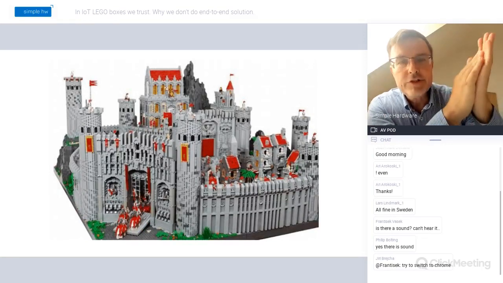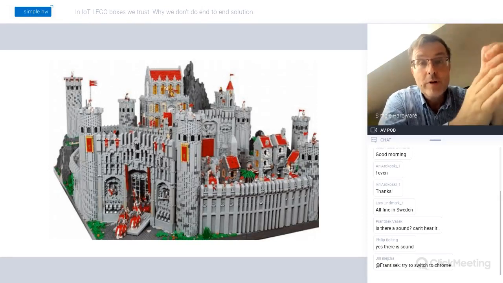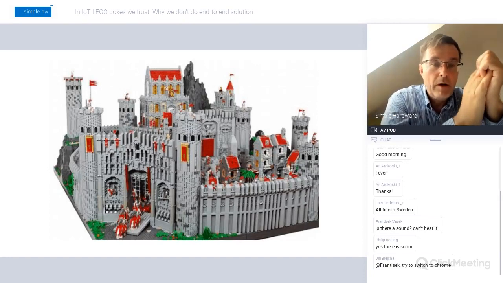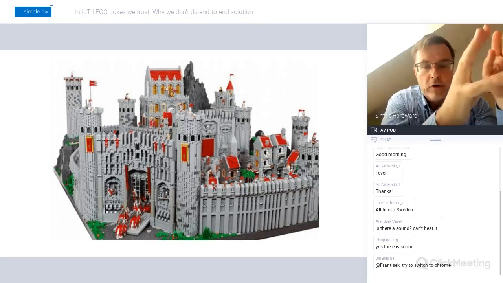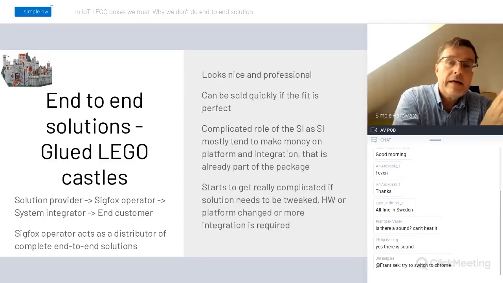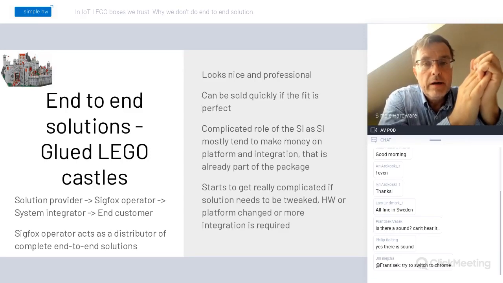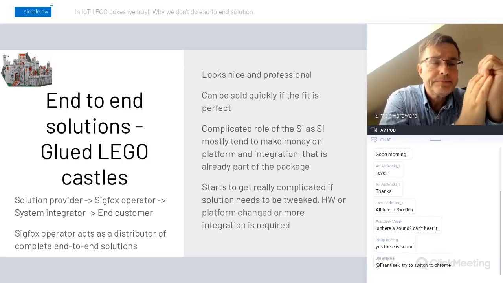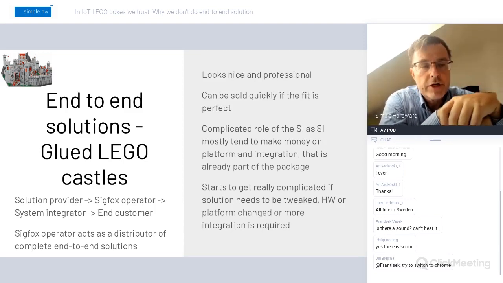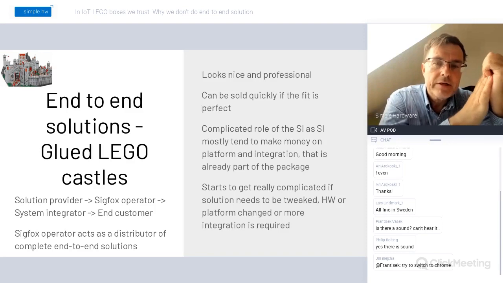Then we have the nice model of the glued together Lego castles. There's a market for it. It's not a huge market, but there's a market where people are already choosing their own bricks, doing their own constructions and selling them as complete solutions. Basically, it's a parable for the end-to-end solutions. You have a finished product that you can sell immediately. The sales channel is such that an end-to-end solution provider sells through the Sigfox operator to a system integrator, and then to the end customer. The Sigfox operator in this role acts as a distributor of the complete end-to-end solutions.